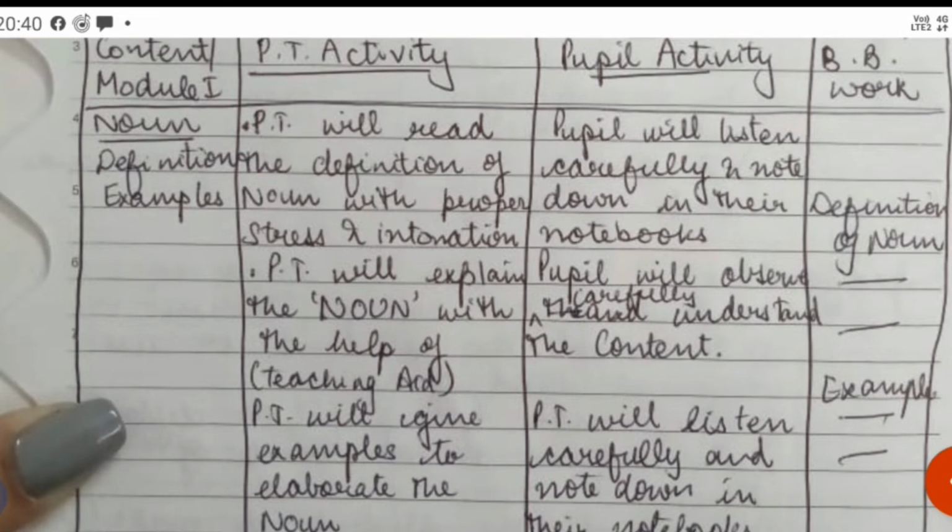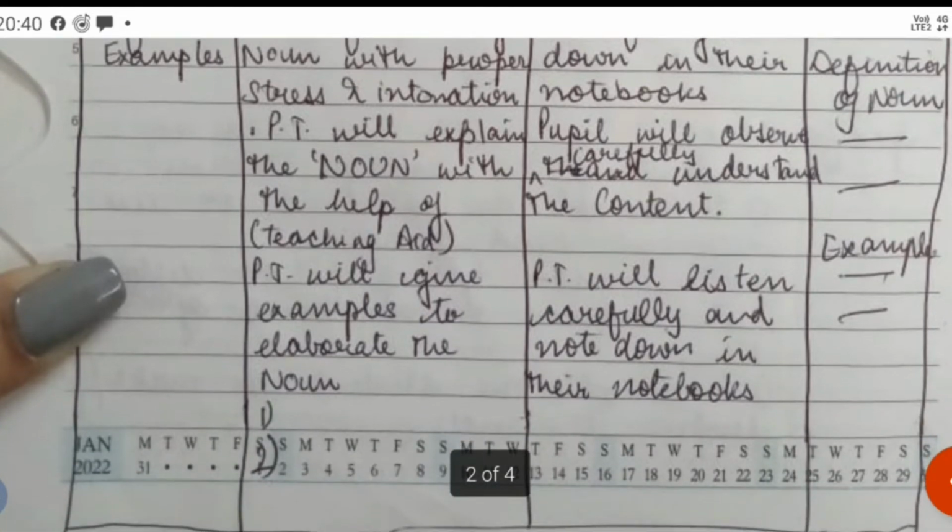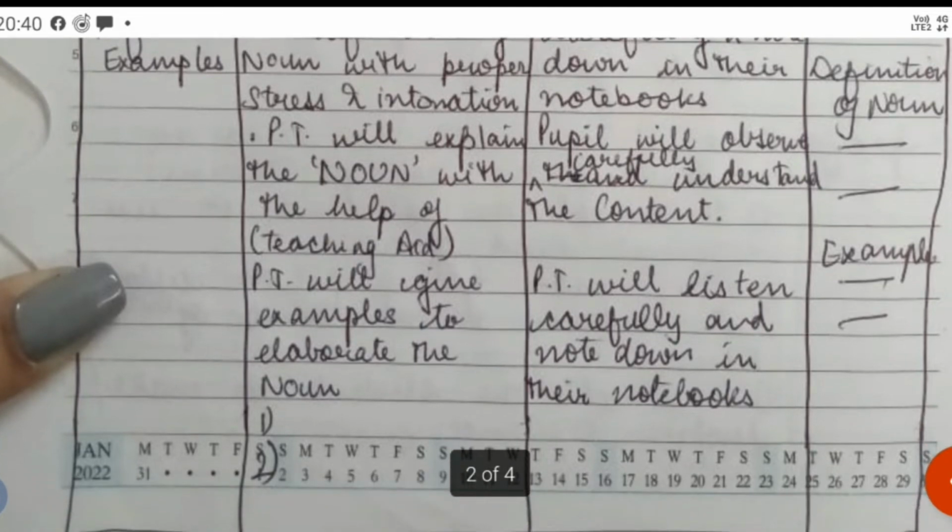तो जब आप एक्सप्लेन कर रहे हो तो बच्चे क्या करेंगे, pupil will observe carefully and understand the content, right? Then comes PT will give the examples to elaborate the noun. ठीक है, अब उसको इलैबोरेट करने के लिए एग्जाम्पल देगा. तो pupil will listen carefully and note down in their notebook. यहाँ पर पीटी की जगह पीपल आएगा, राइट.